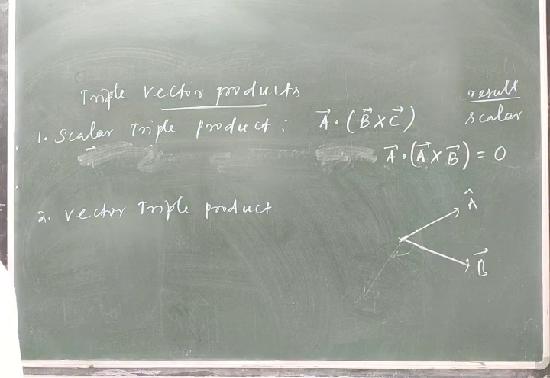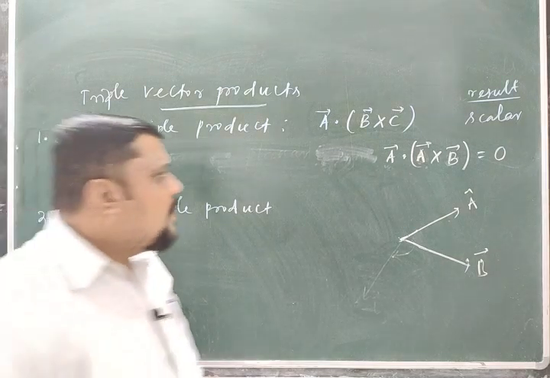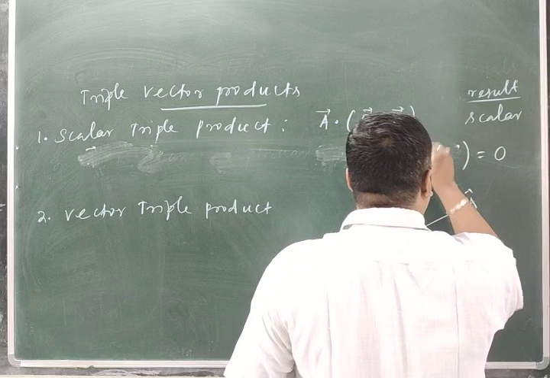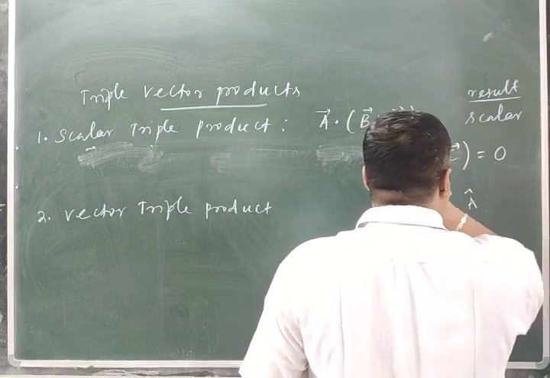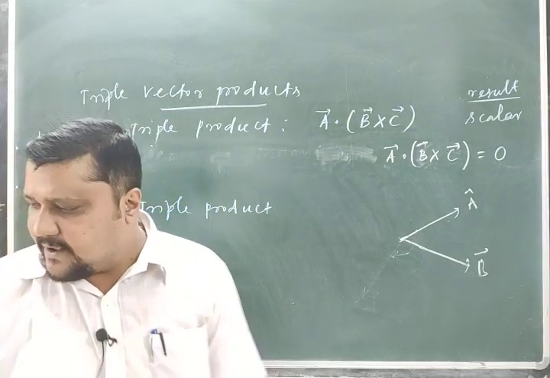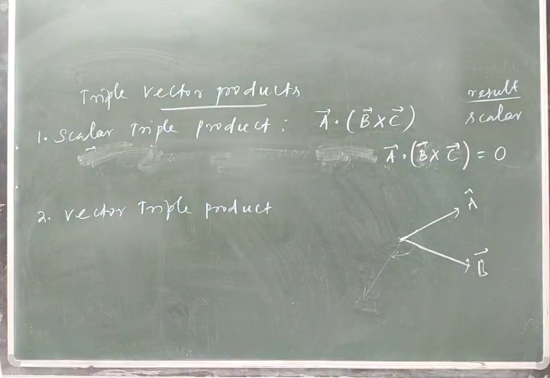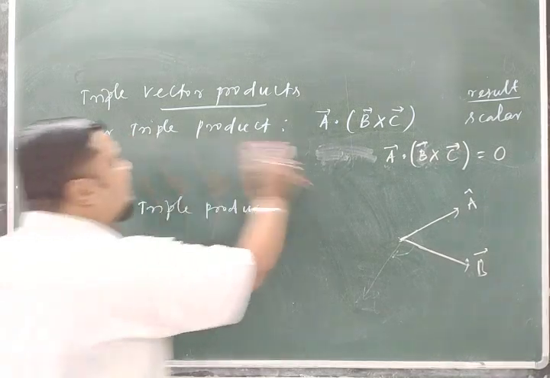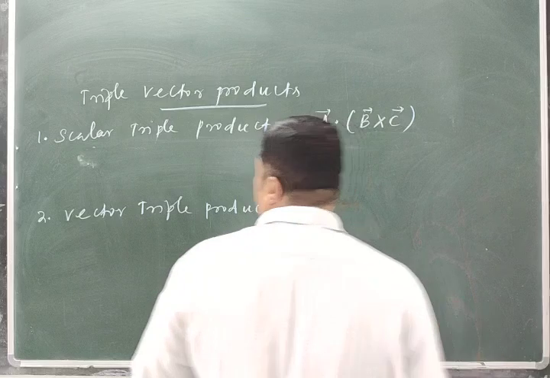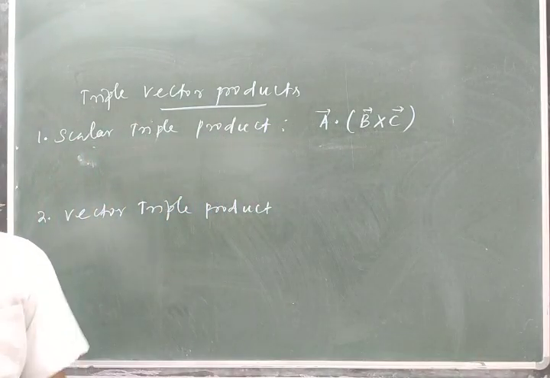If two of the vectors in this A, B cross C, if any two vectors are parallel, then also the result is 0. So these are about the scalar triple product. Try to remember which one is the scalar triple product. Then go for the vector triple product.